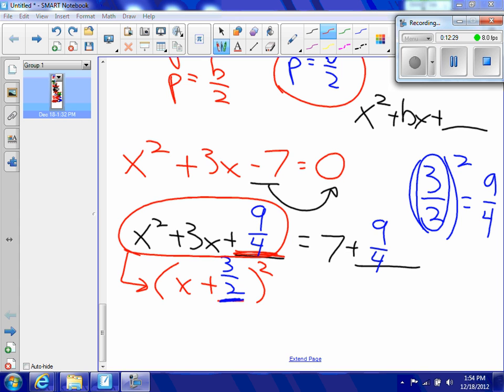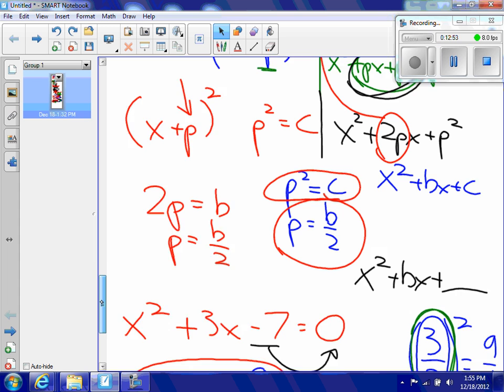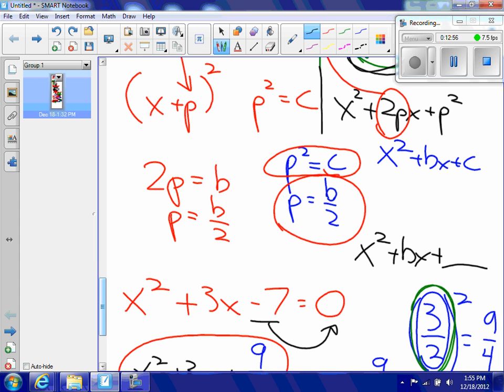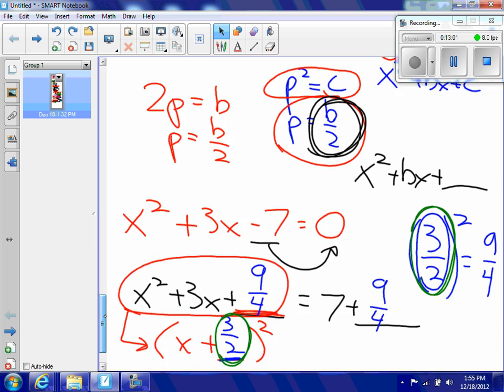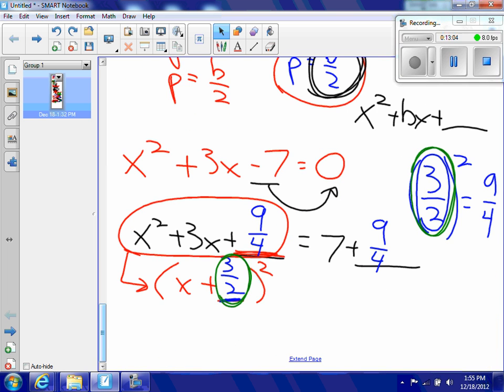The number that you put into your binomial squared is always going to be the same as your p over 2. Scratch that, I made a mistake. It's not your p over 2. It's your b over 2. It's always going to be your b over 2, because that's the number that, when you FOIL this out, is going to give you as your last term your 9/4.